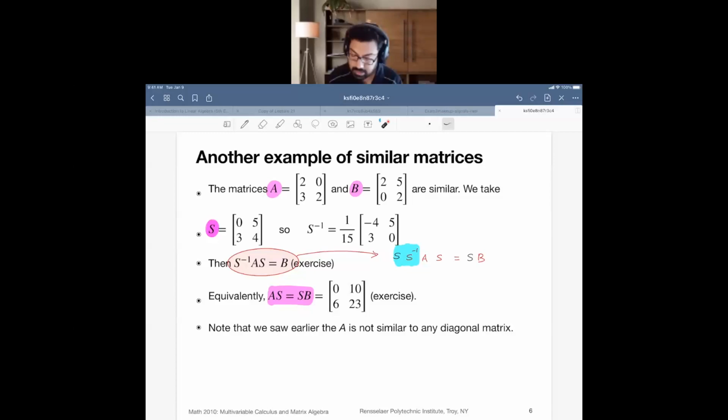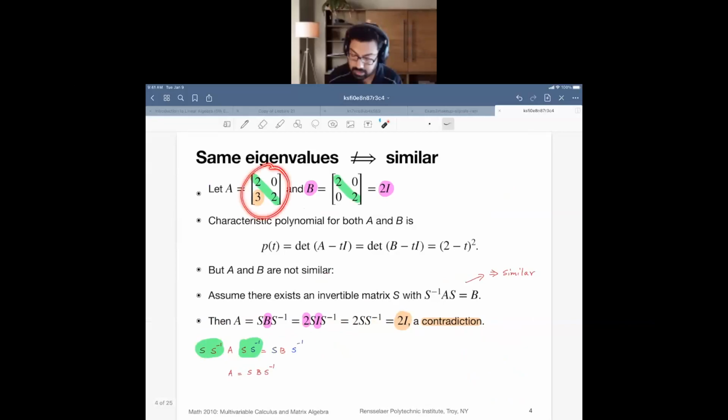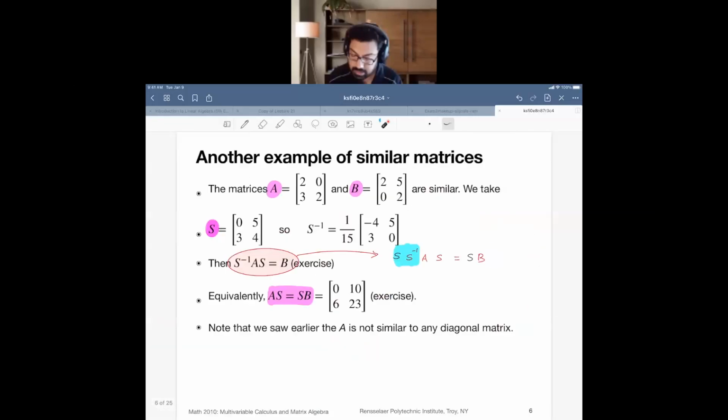Now, what we saw earlier is that A is not similar to any diagonal matrix. So here A, we looked at earlier, the same matrix, it was not similar to any diagonal matrix here. So even though A is not diagonalizable, it still has a similar matrix.